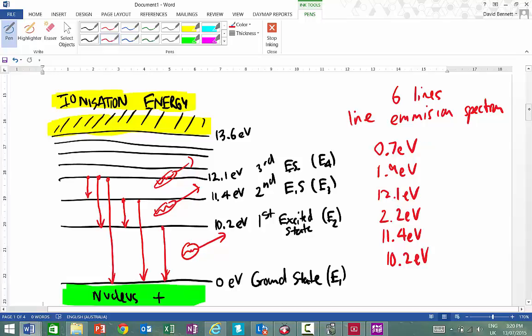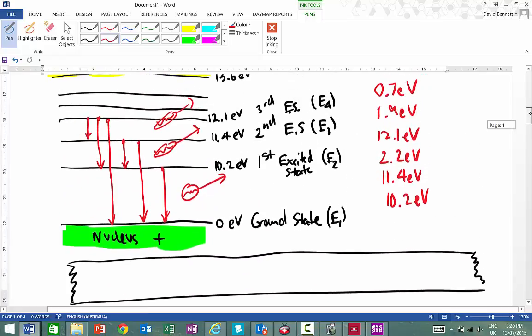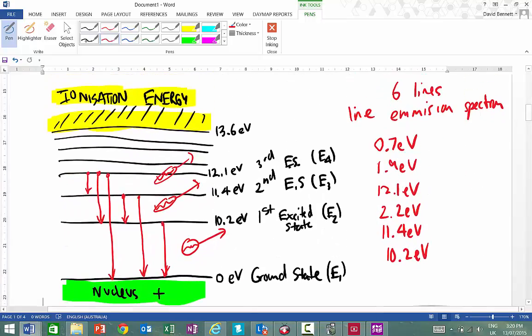Now what we do know is that energy is related to the frequency, which is related to the wavelength. So we know energy is equal to hf, which is also equal to hc over the wavelength. So if I wanted to work my wavelength out, I simply have h times c, divide that by my energy, and that would give me my wavelength. Now my energy is actually in electron volts, so I'd need to convert that to joules.